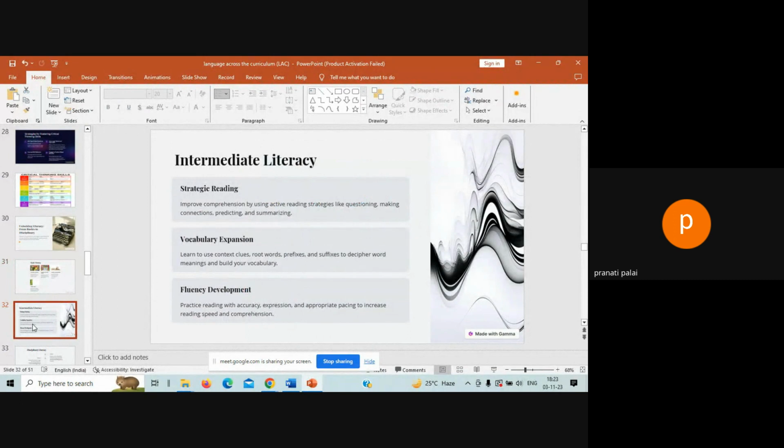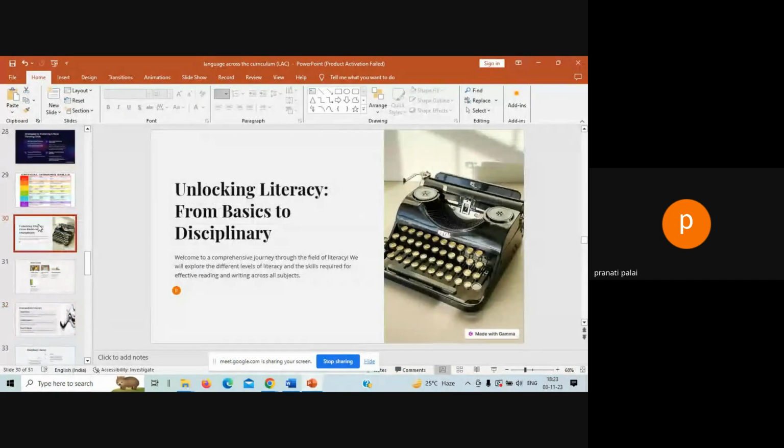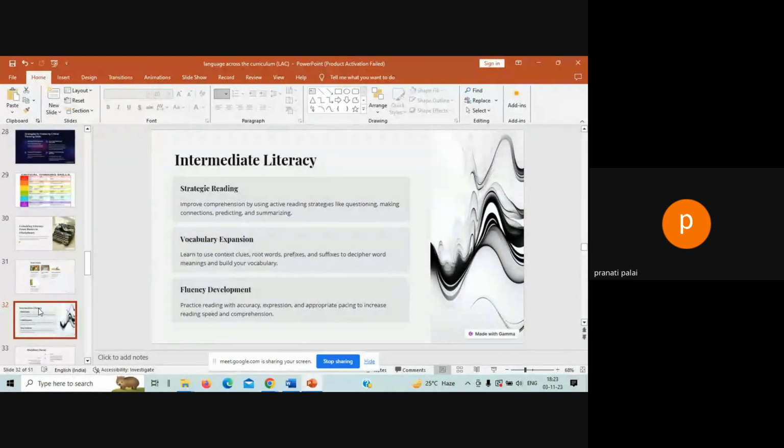Next is your intermediate literacy. Under intermediate literacy, there is strategic reading. Improve comprehension by using active reading strategies like questioning, making connections, predicting, and summarizing. Under vocabulary expansion, learn to use context clues, root words, prefixes, and suffixes to decipher word meanings and build your vocabulary. Fluency development: practice reading with accuracy, expression, and appropriate pacing to increase reading speed and comprehension.